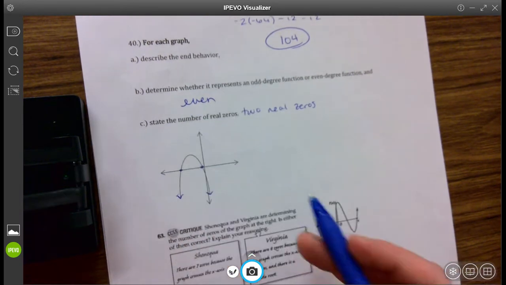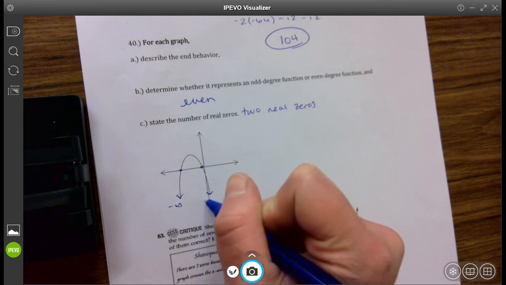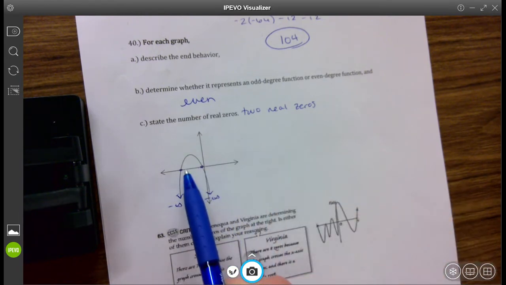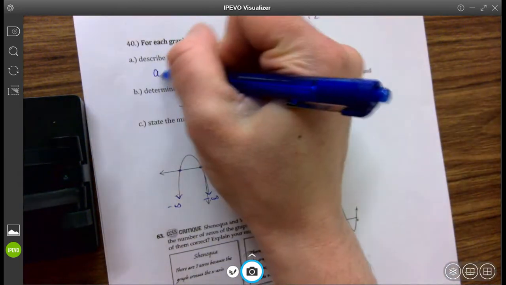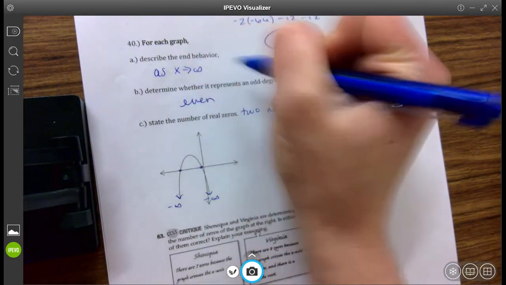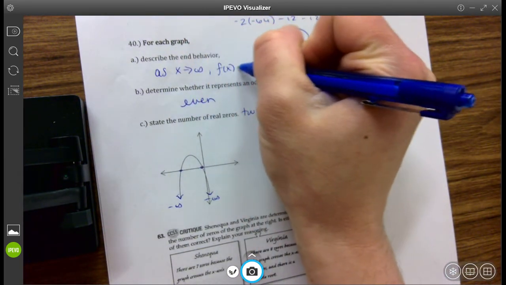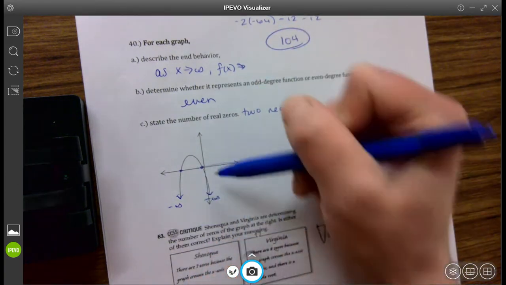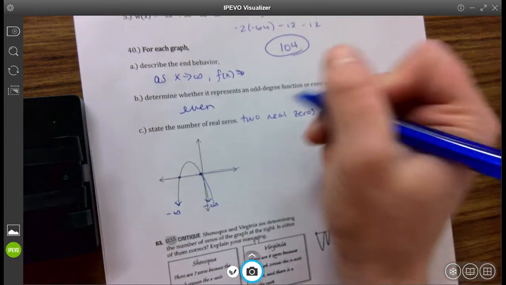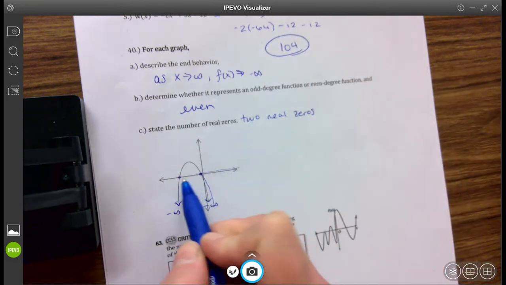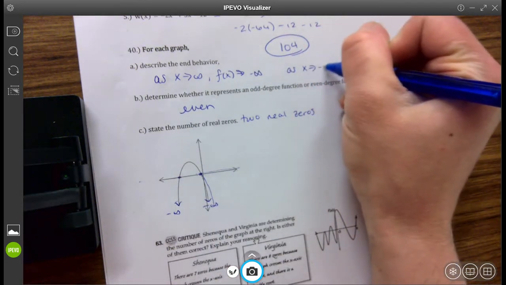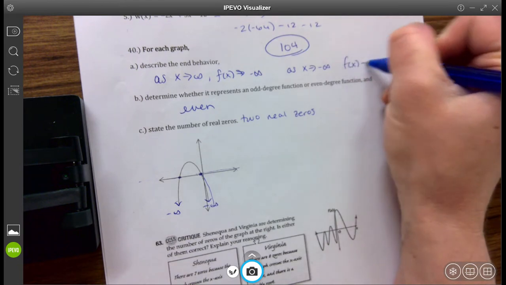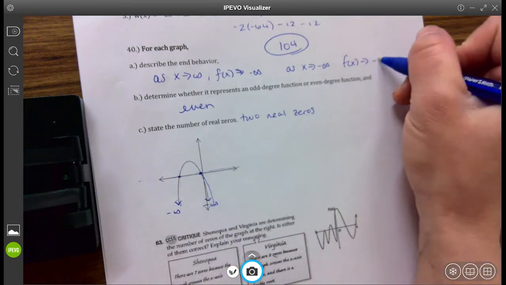Here it says describe the end behavior. I'm approaching negative infinity, and I'm also approaching negative infinity. So as my x values get bigger this way, so as x gets bigger, f of x, what happens to it? As x gets bigger, f of x gets negative. And as x gets bigger negatively, f of x gets negative as well.